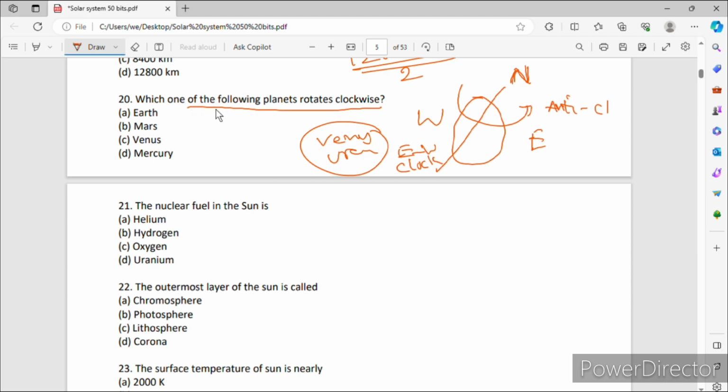So the question is, which one of the following planets rotates clockwise? Means Venus and Uranus. So Venus is there. So option C is correct. And see the next question.